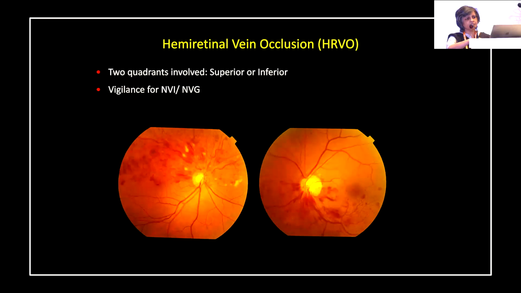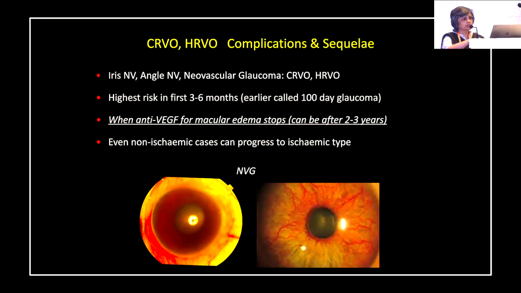More importantly, in these patients, the hemiretinal vein occlusion is superior or inferior. Two quadrants are involved. The CRVO and HRVO require vigilance for neovascularization on the iris and neovascular glaucoma. So very careful examination of the undilated iris and angle with gonioscopy is very important. This used to happen in the first 3 to 6 months, called 100-day glaucoma. But nowadays it doesn't happen initially because we start anti-VEGF injections for the edema.